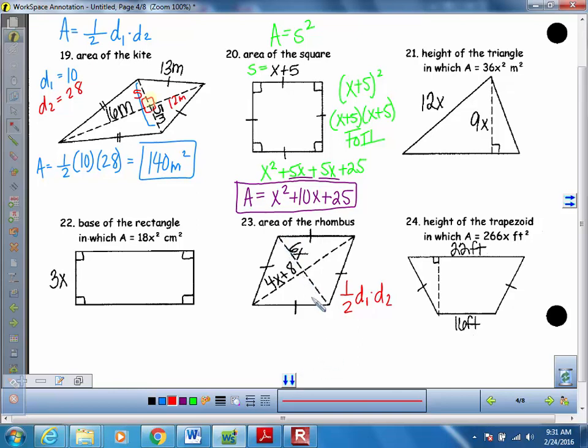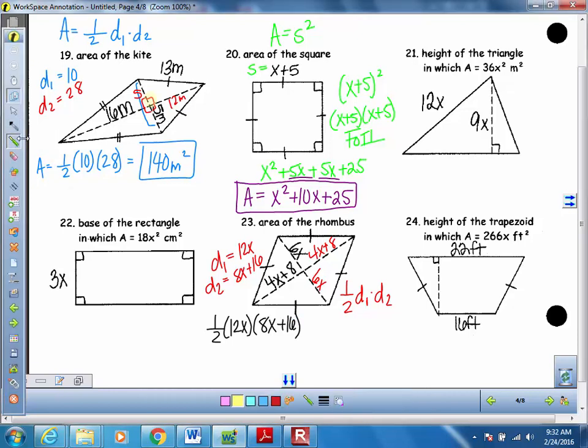I want this whole diagonal here, and so I know this piece is 6x, and in a rhombus, my diagonals bisect. So if this piece is 6x, that means this piece is also 6x. So one of my diagonals is 12x. And then again, if this piece is 4x plus 8, this piece is also 4x plus 8. So my second diagonal would be 8x plus 16. So when we plug that into our formula, that ends up giving us 1/2 times 12x times 8x plus 16.